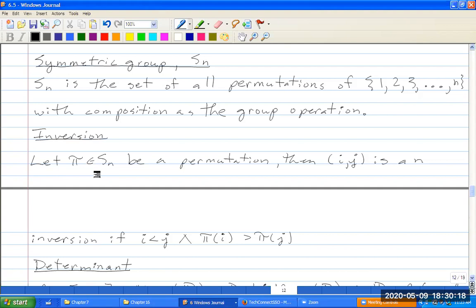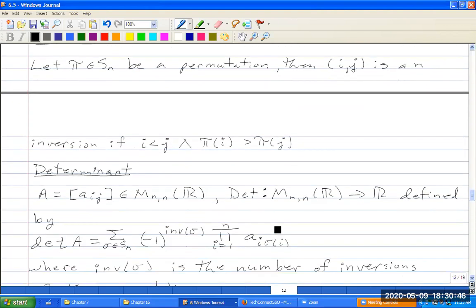Let pi be a permutation. Then the pair (i, j) is an inversion if i is less than j and the permutation of i is greater than the permutation of j. So somehow, you change the order of these.